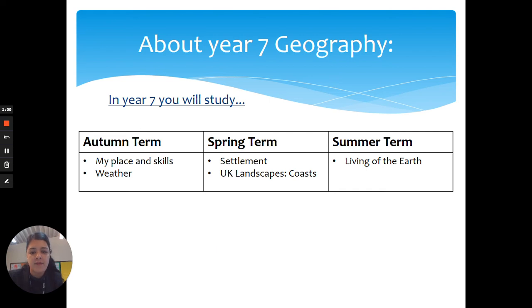And then in summer, we have quite a longer module where we look at living off the Earth. So we look at how Earth formed to Earth today, and then we look at some of the issues facing Earth, such as climate change and what we could do to adapt to that.